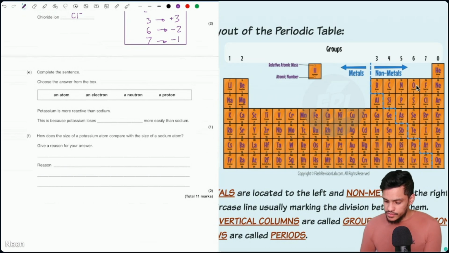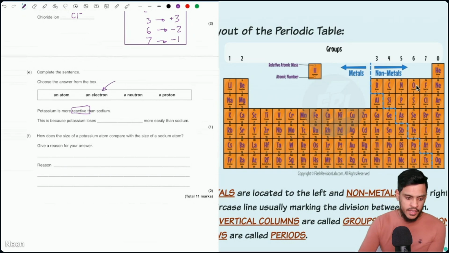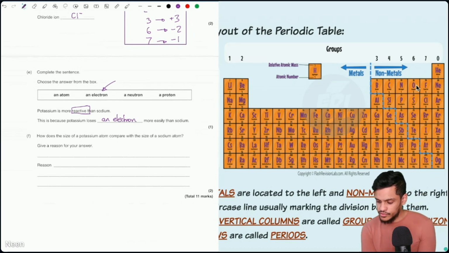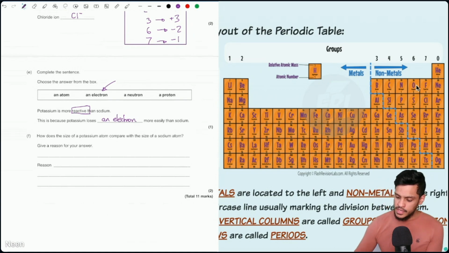Potassium is more reactive than sodium. This is because potassium loses something more easily than sodium. Whenever it comes to reactivity, it's all to do with electrons. It's all to do with how easily something loses or gains electrons. So the answer is going to be an electron. This is because potassium loses an electron more easily than sodium.